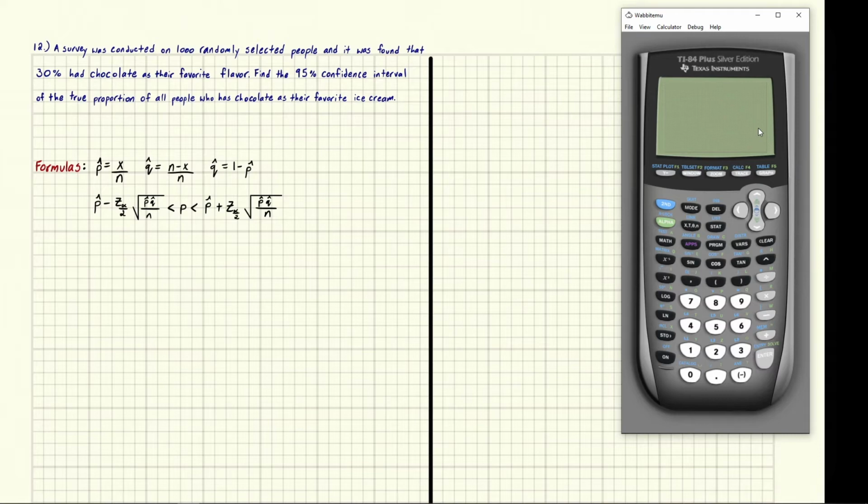Eric Burgess here. A survey was conducted on 1,000 randomly selected people, and it was found that 30% had chocolate as their favorite flavor. Find the 95% confidence interval of the true proportion of all people who have chocolate as their favorite ice cream.